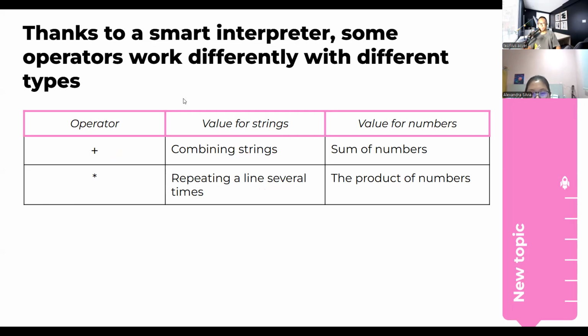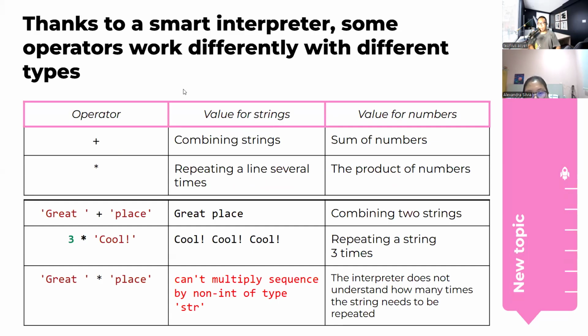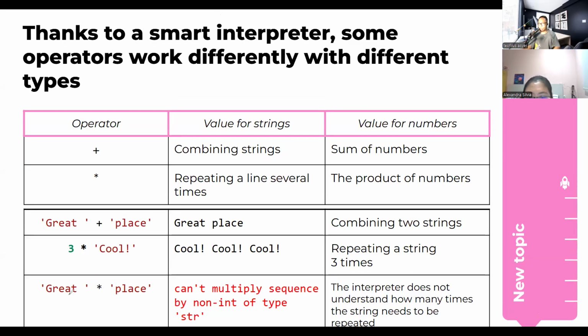Let's continue with something like this, for example. "Great" plus "place" gives "great place". "Cool" three times gives "cool cool cool". But you see that some symbols have restrictions too. You cannot multiply "great" with "place" using multiplication, because you cannot multiply strings by strings, right? So make sure that you know every operator's meaning for both strings and numbers.